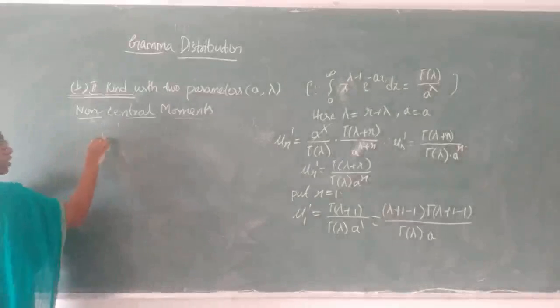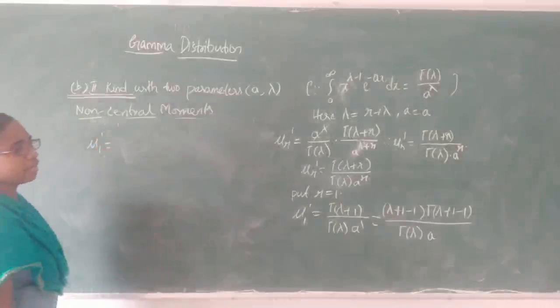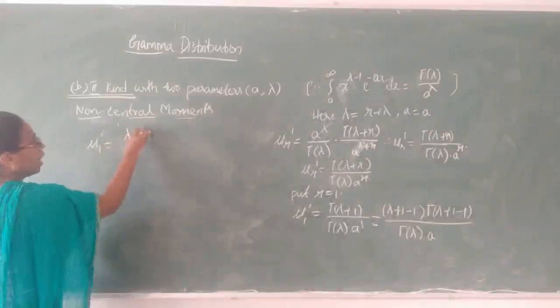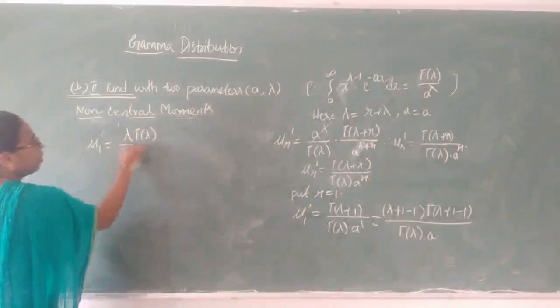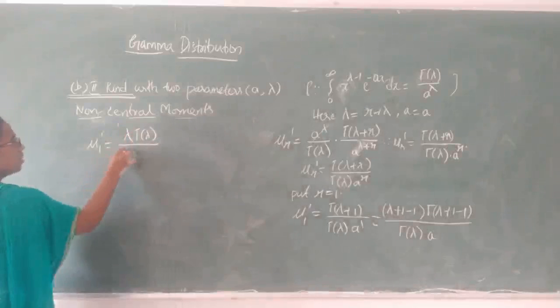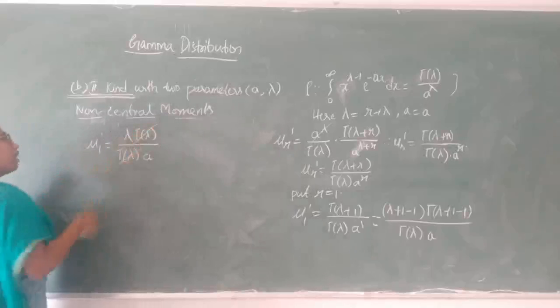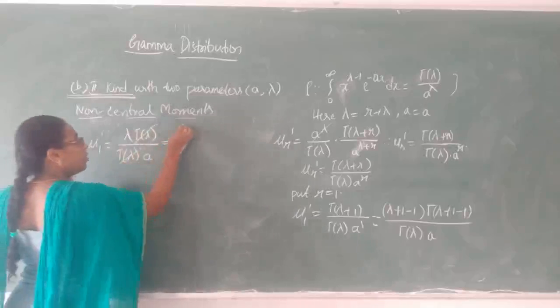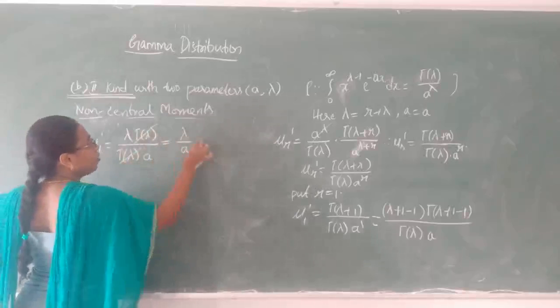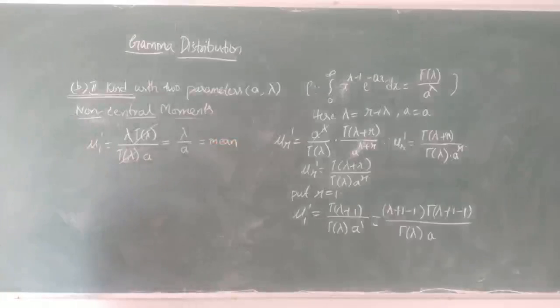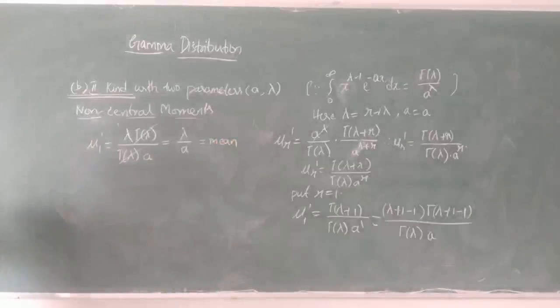So mu1 dash is equal to lambda plus 1 minus 1 cancel. So lambda into gamma of, again, lambda plus 1 minus 1 cancel. So gamma of lambda by a, into a. So gamma of lambda cancel. Mu1 dash equals lambda by a, which is the mean of the gamma distribution of the second kind.